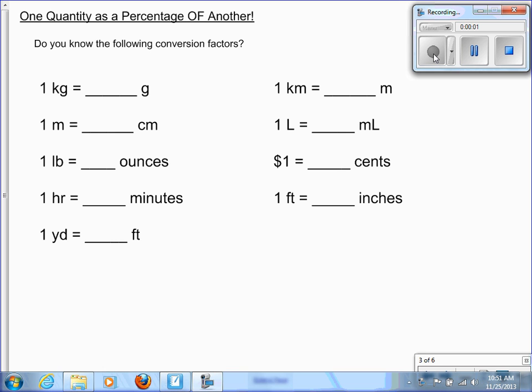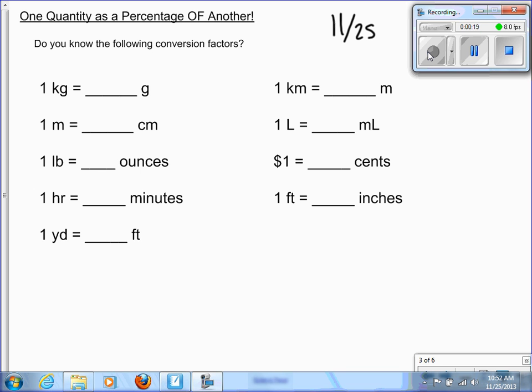The topic is one quantity as a percentage of another. One quantity as a percentage of another. And the date is 11/25. All right, right now I want you to see how many of these you can fill in on your own. We're on the second half.